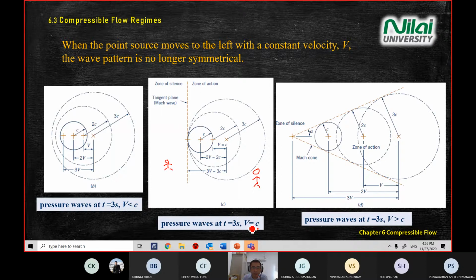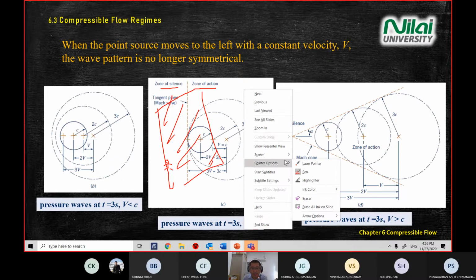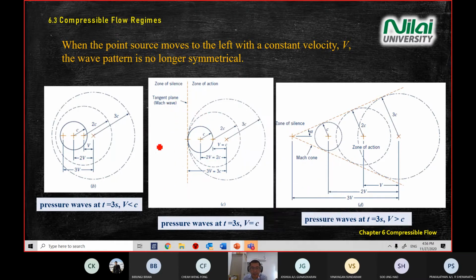So there are two. If you travel at the speed of sound, you have a zone of silence and a zone of action in a tangent plane, in a straight plane, like this one. And if you draw this in 3D, it will be like a 2D plane, one on the left, one on the right. Okay, so this one, you need some time to digest a little bit.